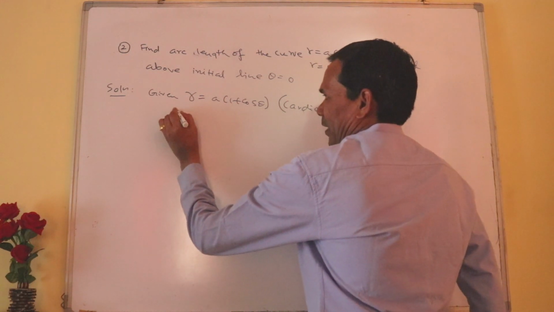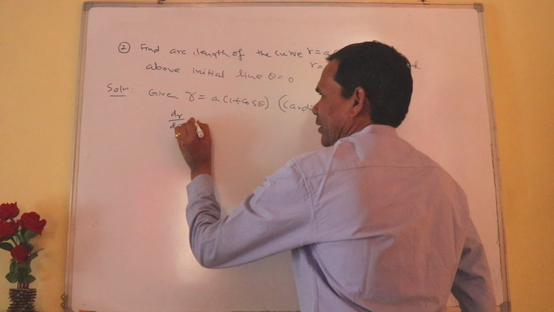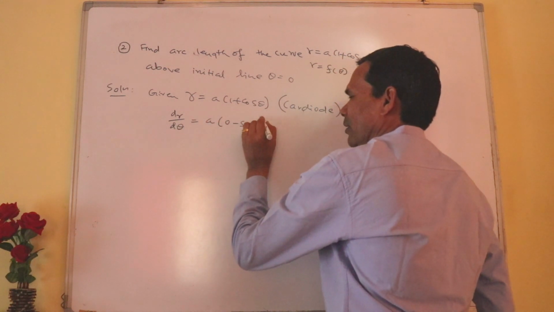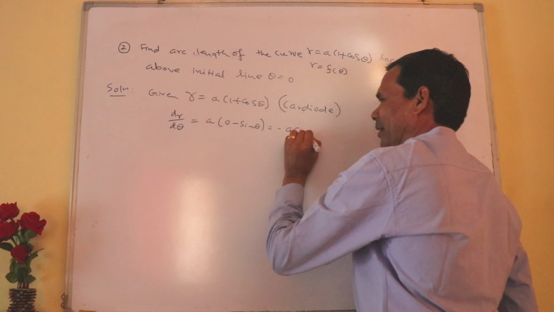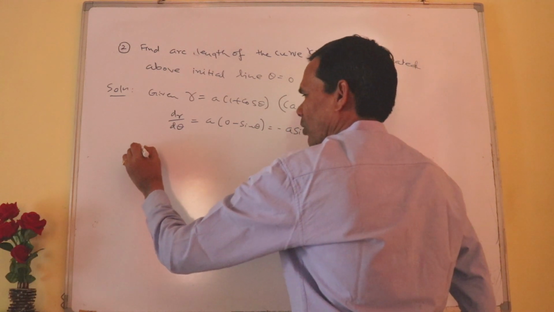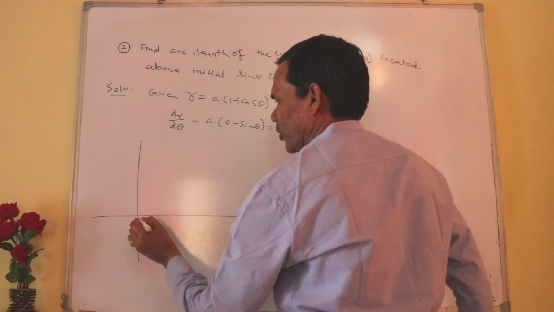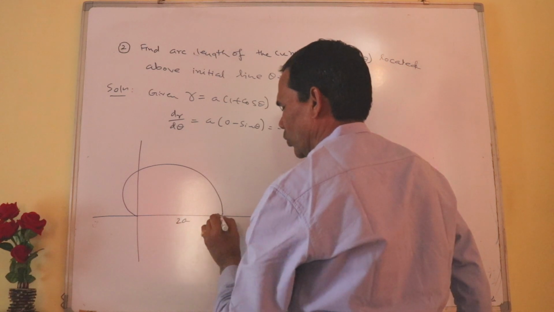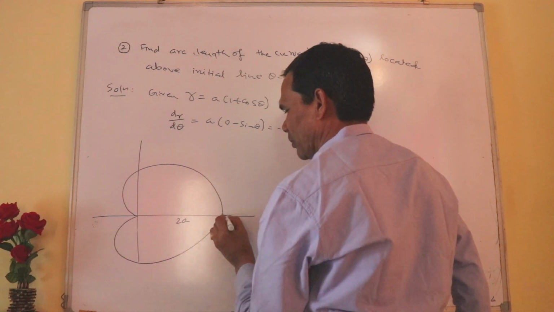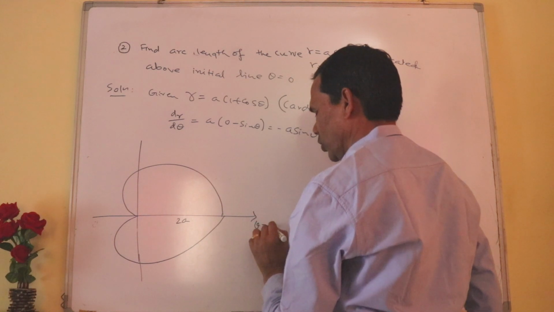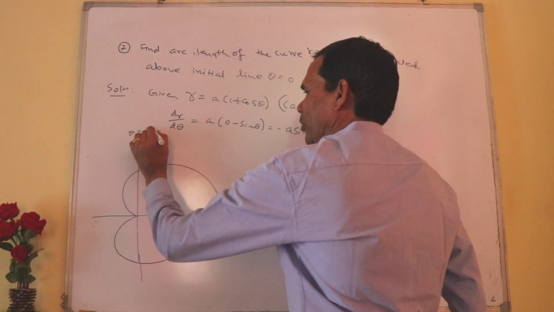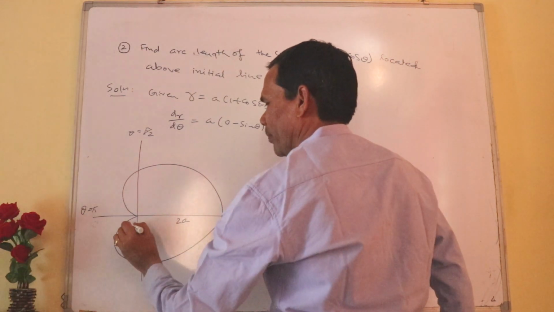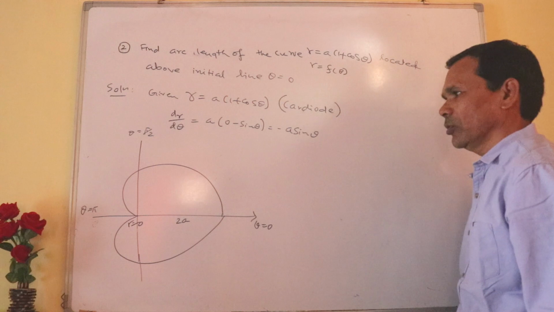So dr by d theta I will find out for this. Dr by d theta would be a, differential of 1 is 0, minus sin theta. So this is minus a sin theta. And the shape of this particular curve would be something like this. So if you observe, at theta is equal to 0, r is equal to 2 times a, and this would be something like this. Theta is equal to 0, theta is equal to pi by 2, theta is equal to pi, and here r is equal to 0.